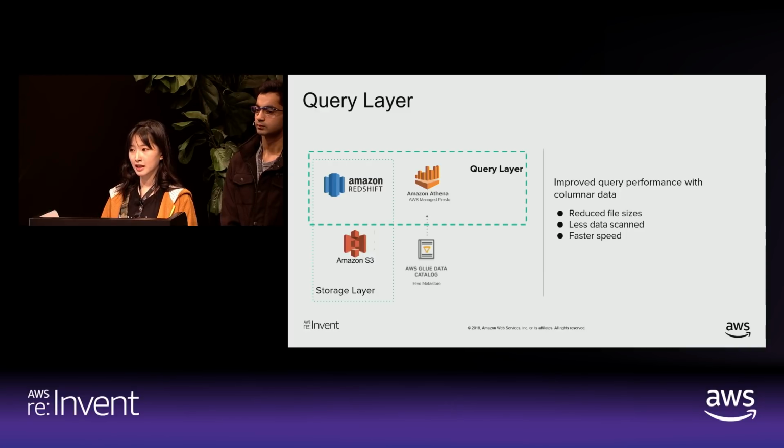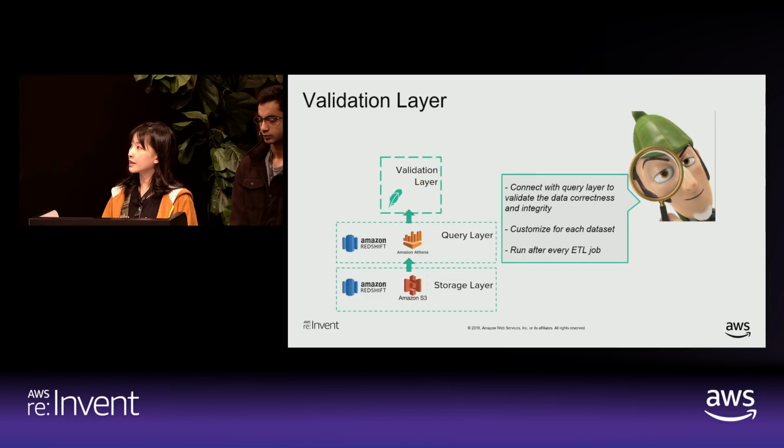Since Athena charges us by how much data you scan per query, we also use a columnar format, Parquet, to optimize the query performance and reduce the data size we need to scan. So this is the query layer. Let's come to our validation layer.